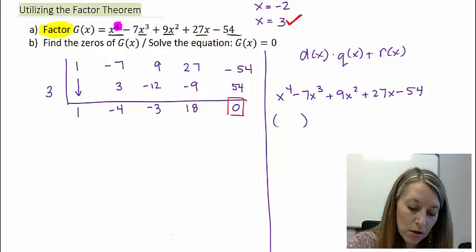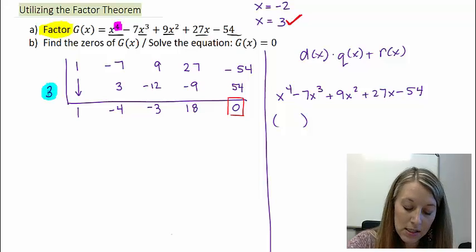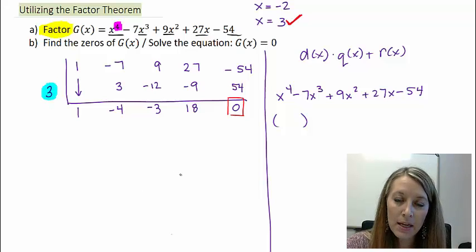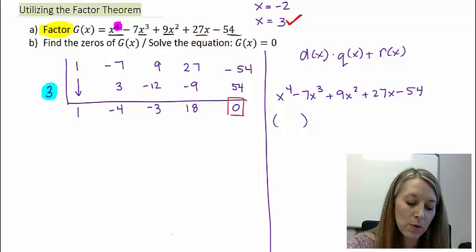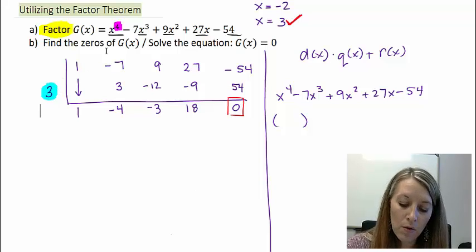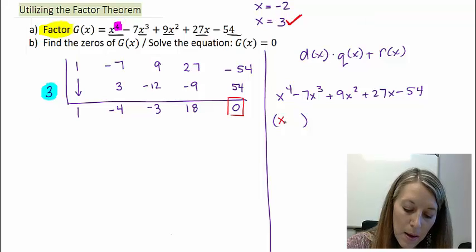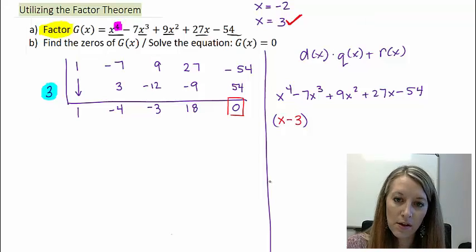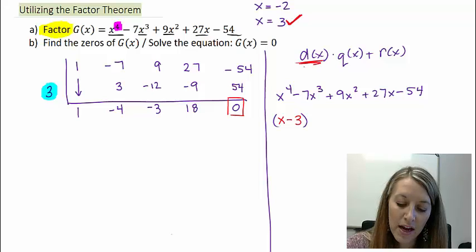My divisor comes from this here. If c is a 0, then x minus c is a factor. That's what the factor theorem said. So if 3 is a 0, then x minus 3 is a factor. So that gives me my divisor.